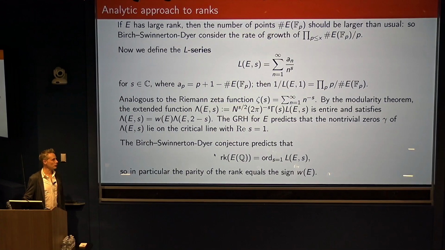And the Birch and Swinnerton-Dyer conjecture is that the rank is equal to the order of vanishing of this complex analytic function. In particular, the function is either even or odd, depending on the rank, at s equals 1 when you write it as a Taylor series. And that is the reason why we expect the parity conjecture. Okay, so that's the analytic approach.